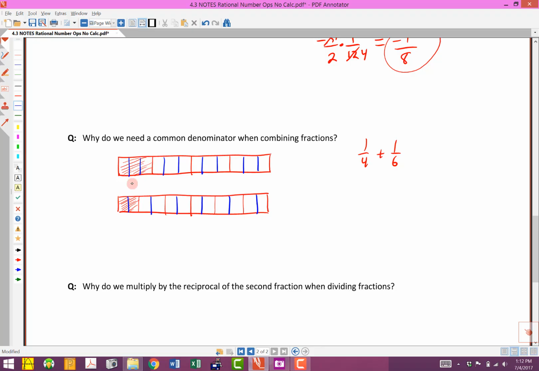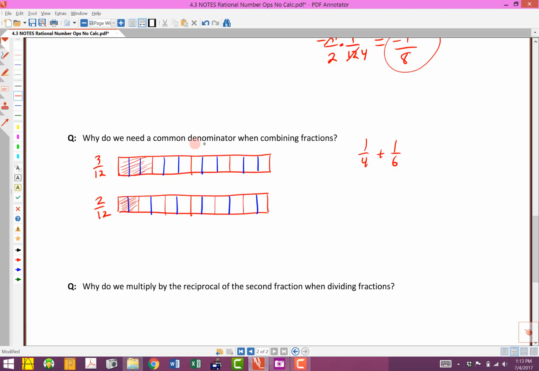Well, let's figure out what size piece we have. Well, let's see, 1, 2, 3, 4, 5, 6, 7, 8, 9, 10, 11, 12. 1, 2, 3, 4, 5, 6, 7, 8, 9, 10, 11, 12. So what we have here is 3/12, and here we have 2/12. So what we've done here is we've made them the same size pieces so we can actually add them up and figure out, okay, how much do we have here, and how could we add them up or divide them or whatever we're going to do with them, okay?